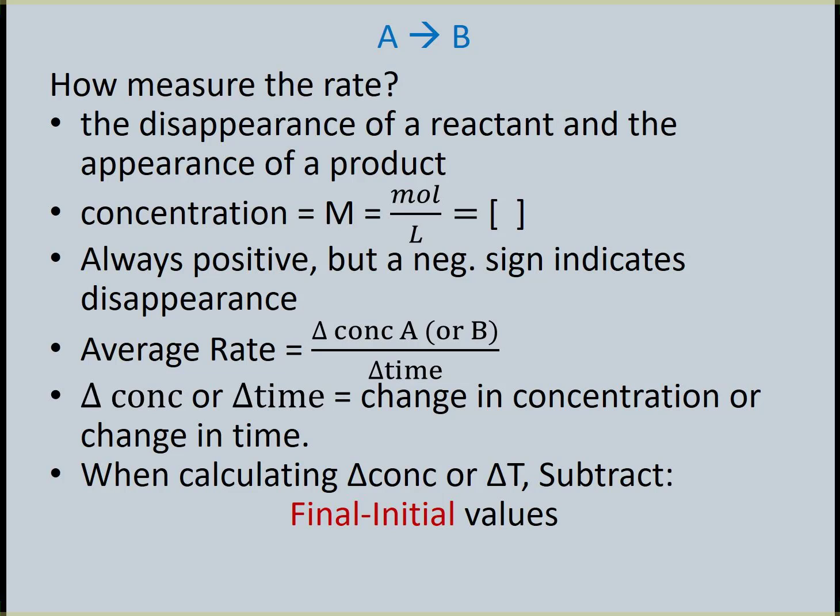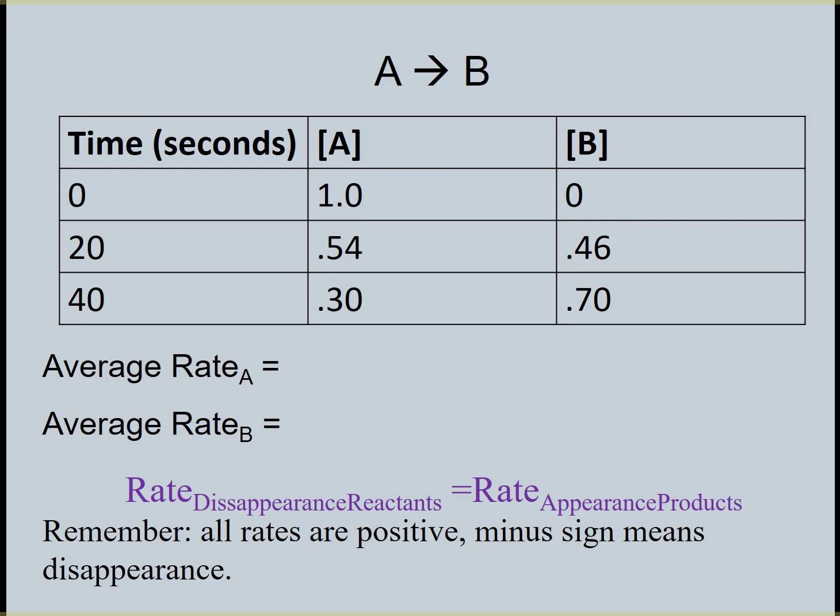The average rate would be the change in concentration of a certain reactant over time, or the appearance of a product over time. And also remember, when you're doing that little delta, or the change of, you do final minus initial values. So looking at this data table, let's calculate the average rate of A and the average rate of B. And this is a very simple equation. So A is my reactant, B is my product, and they should be equal. As A disappears, B should appear.